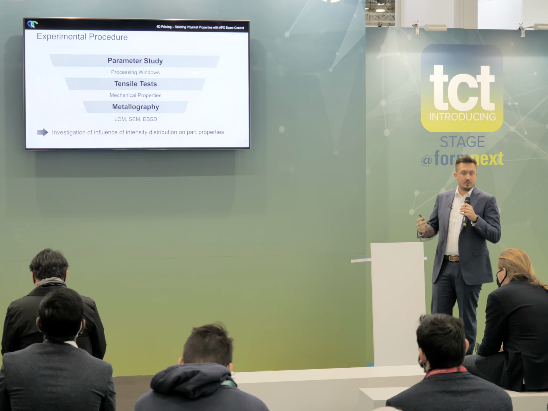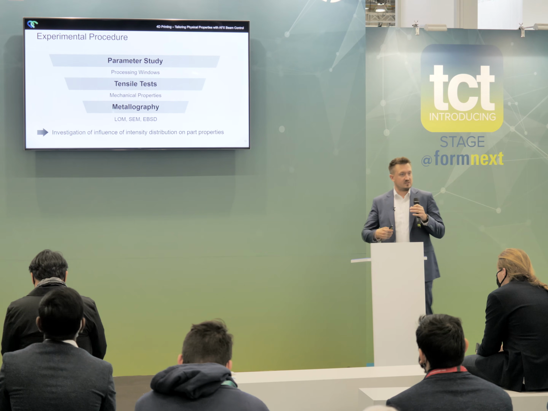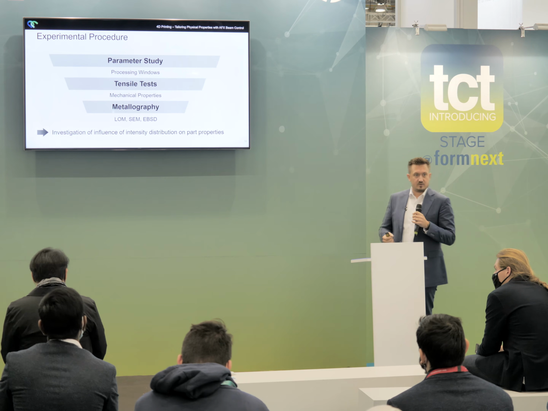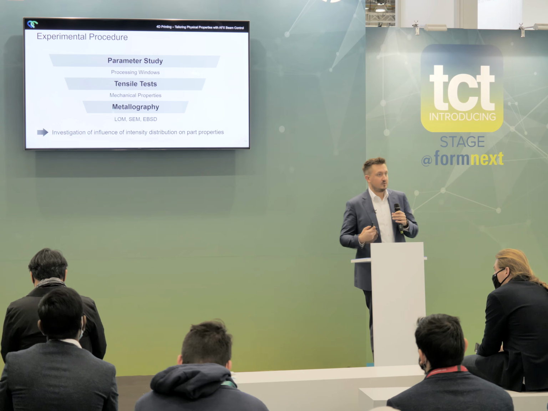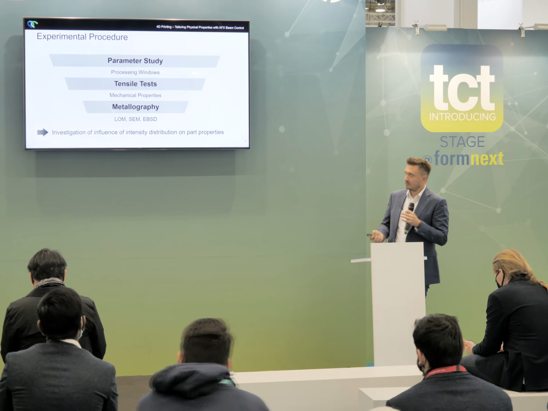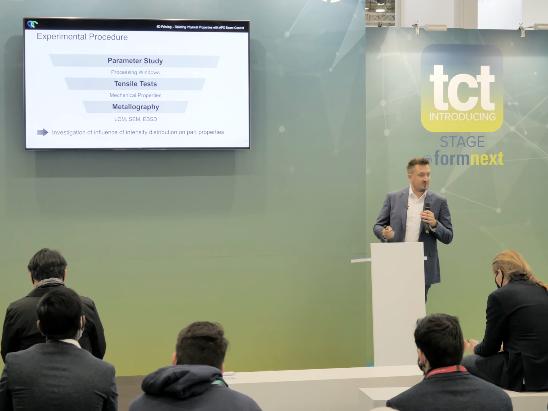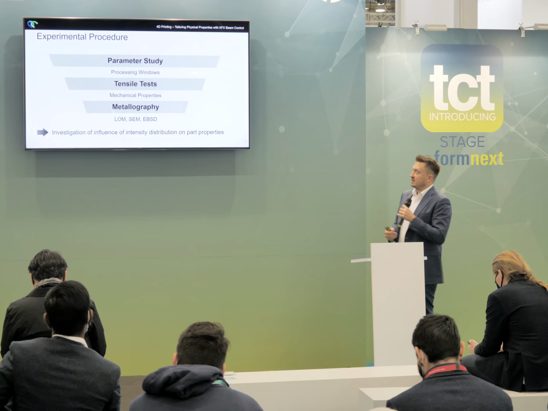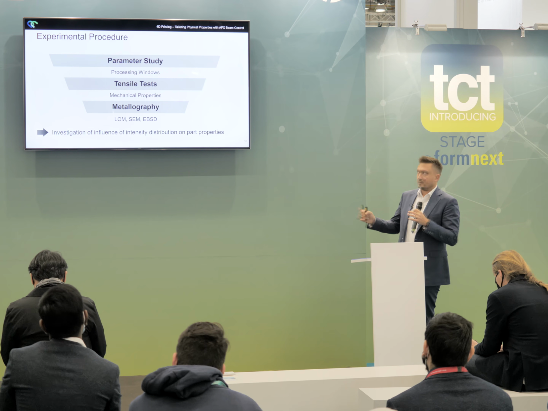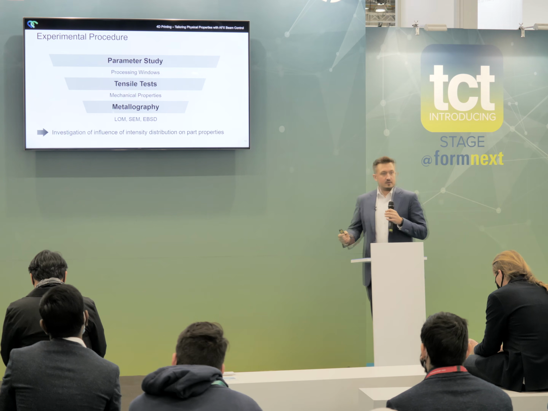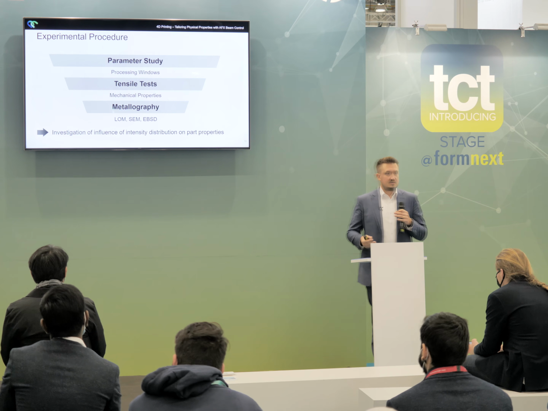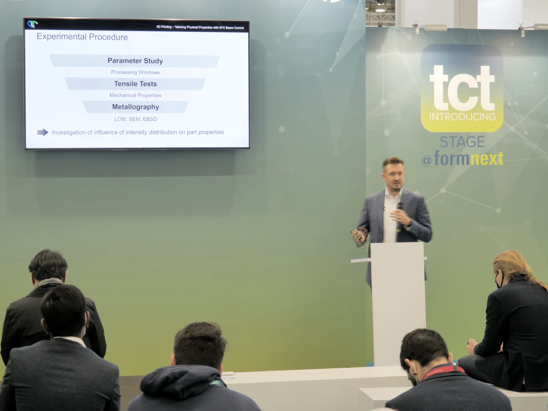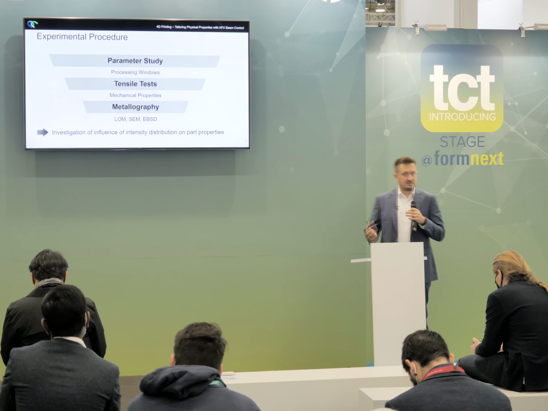With that parameter study, we generate processing windows for each and every case, where we can then select specific parameter sets for an evaluation of the mechanical properties. And then, as you might expect, we find some differences there. Those differences are then investigated in more detail by a metallographic study. The overall objective of this study is to find out how we can influence the mechanical properties of a laser part by varying the intensity distribution.